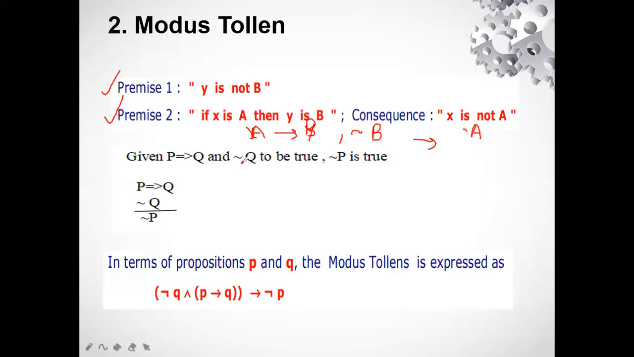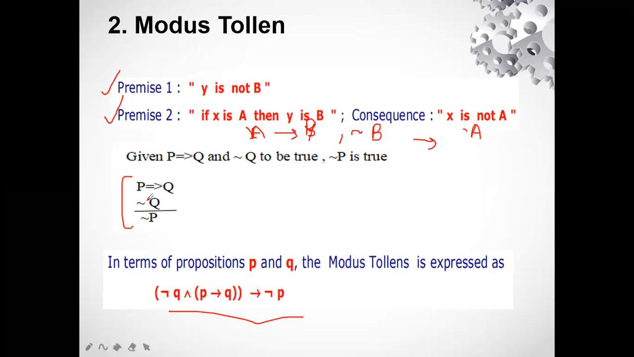Again, let's consider how we are going to write the modus tollens form. Let's say we are given P implies Q and negation Q to be true. That means these two are true, and then we perform the AND operation, the conjunction. What we get is negation P, just the opposite form of modus ponens. There we had P implies Q, and if Q is there, the goal is P. But here, if P implies Q and we have negation Q also true, the consequence or goal we achieve is negation P. In terms of propositions P and Q, this is how modus tollens is expressed.